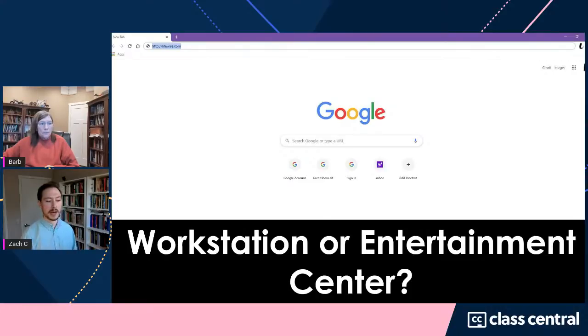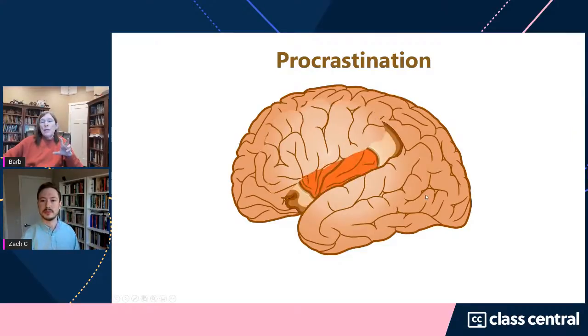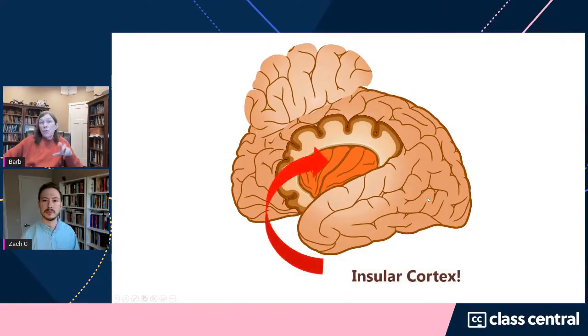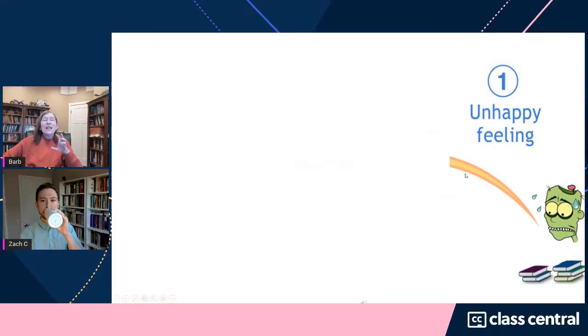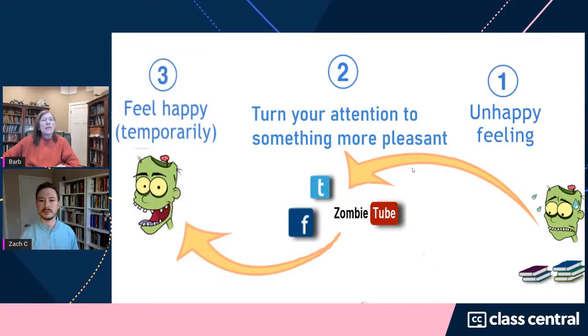Now, to understand the power of digital distractors and their relationship with anxiety and procrastination, we need to look at how procrastination functions in the brain. The first thing to realize is that when you even just think about something you don't like or don't want to do, it activates a portion of the brain, the insular cortex, that experiences pain. So what does that mean? It means that you get this unpleasant feeling, so you just turn your attention to something more pleasant, and the result is that you feel happier almost instantly.